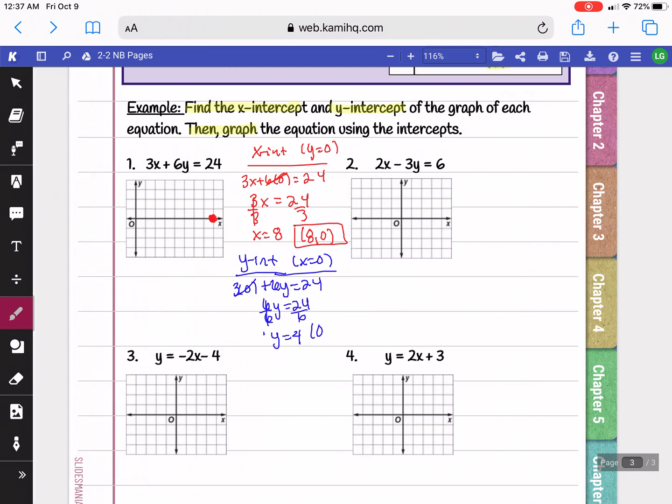If you write that as a point, it's 0, 4. So my y-intercept is at 4. So on your y-axis, you would put a point at 4. And then you can sketch your line through these 2 points.